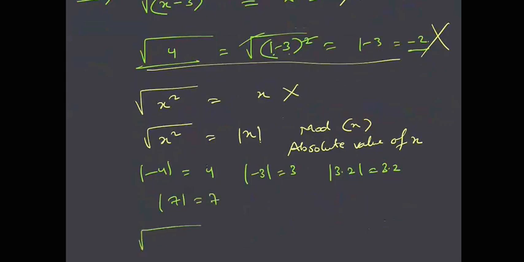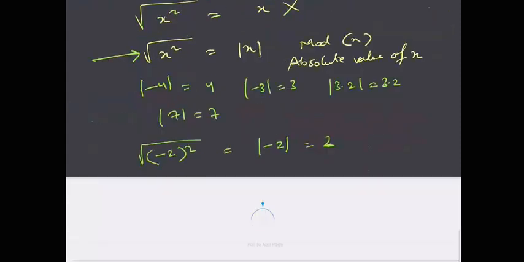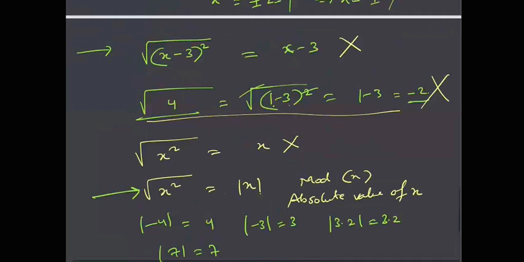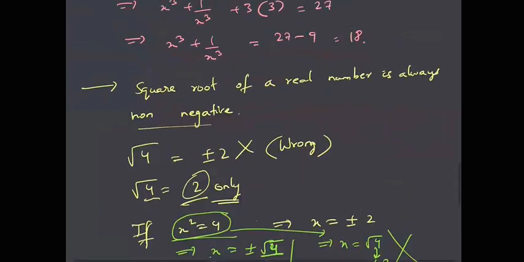So suppose you have square root of minus 2 whole square, then you just don't cancel square and square root, but you write it as mod of minus 2, which is again 2. So square root of x square is mod x. This is very important. This was just a little bit of basic thing which we needed to discuss: that square root of a real number is always non-negative. Fine. Now let us do one more example.